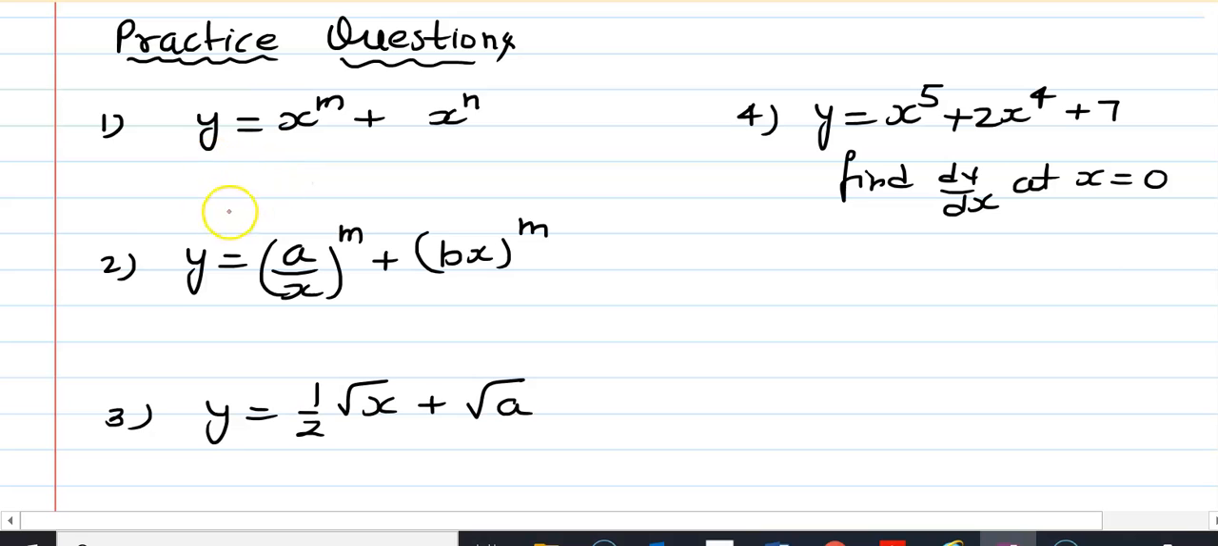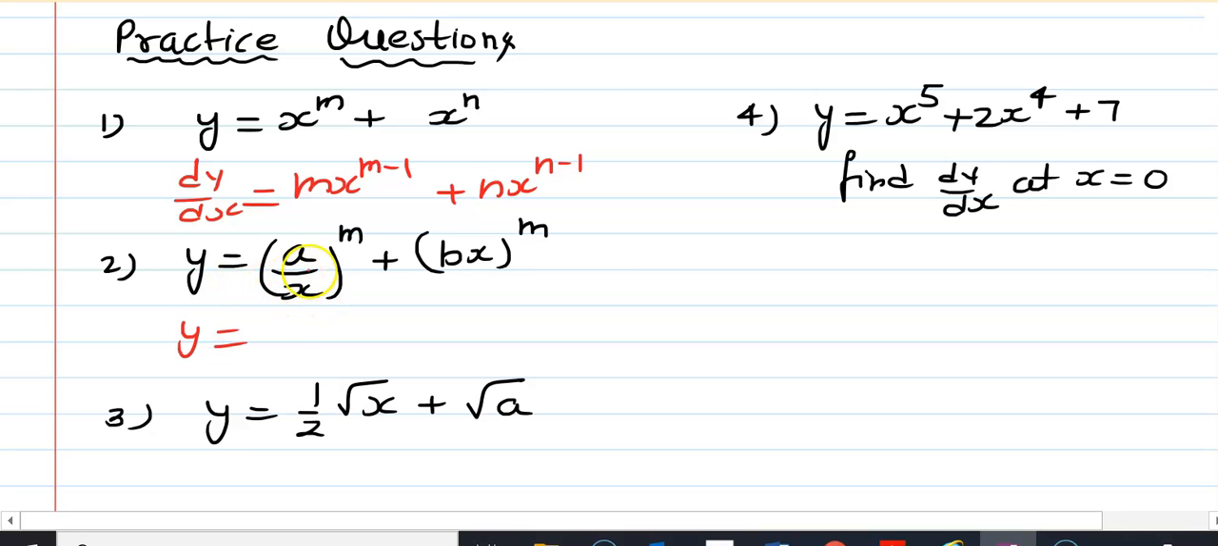So I'm explaining quickly. So it is dy over dx. Here m is coming forward, so it will be m x to the power m minus 1, and it will be n x to the power n minus 1. Okay, let's solve this one.